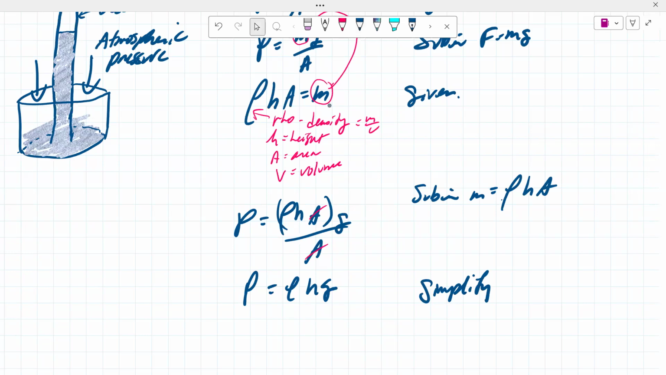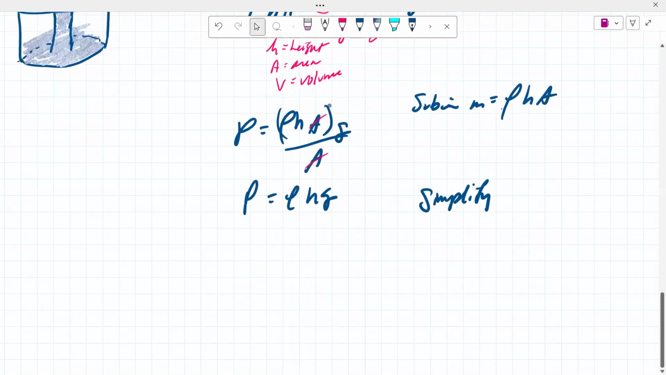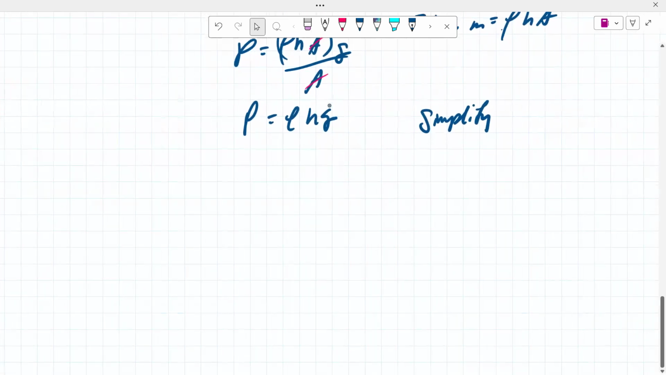Now remember, we've been using Planck's constant lately. So let's just be clear, this one is the height. It's not Planck's constant, it's normal height. So now the pressure can be calculated knowing just the density and the height and of course the gravitational constant. So let's see how we could use this example.